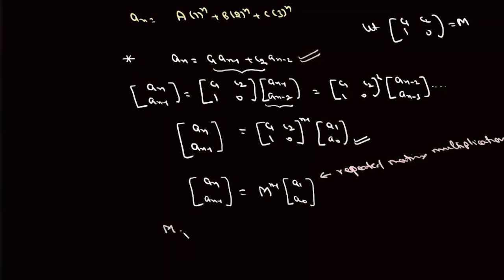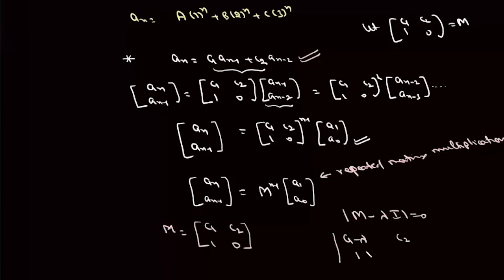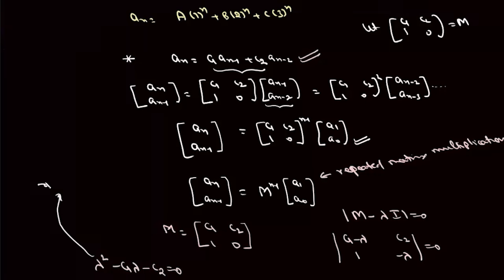Now for this matrix M, [c1 c2; 1 0], if you look at the characteristic equation, it will be determinant of M minus lambda I equals 0, or simply determinant of [c1 minus lambda, c2; 1, minus lambda] equals 0, which is lambda squared minus c1 lambda minus c2 equals 0, which is the same as the characteristic equation we wrote, r squared minus c1 r minus c2 equals 0.